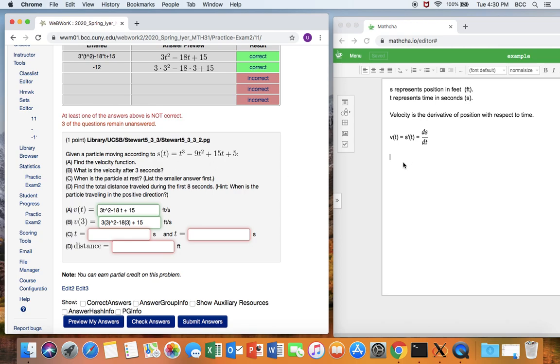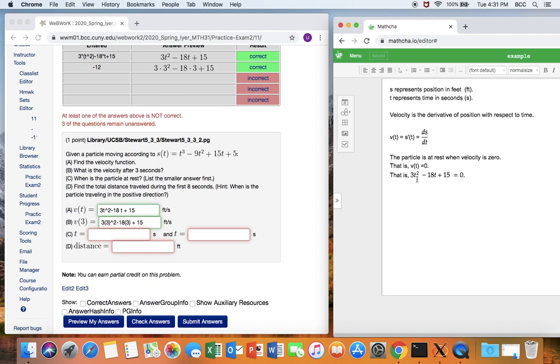Now, C part is when is the particle at rest? We say the particle is at rest when velocity is 0. That is, v of t has to be 0. All of this has to be 0. Okay, so 3t to the power 2 minus 18t plus 15 has to be 0. You understand? So, how do I solve for this?